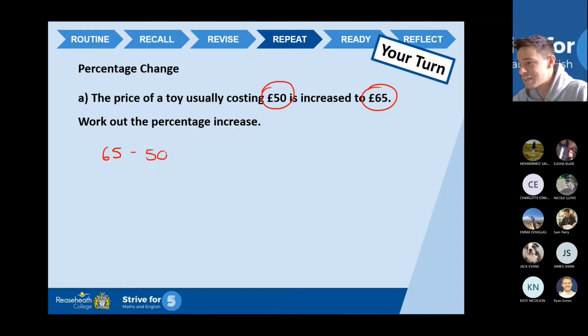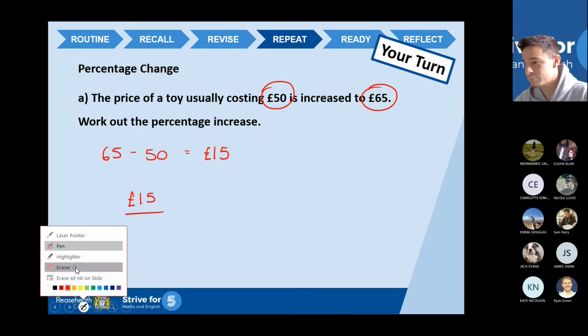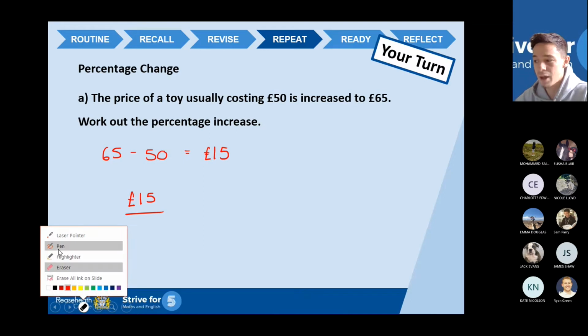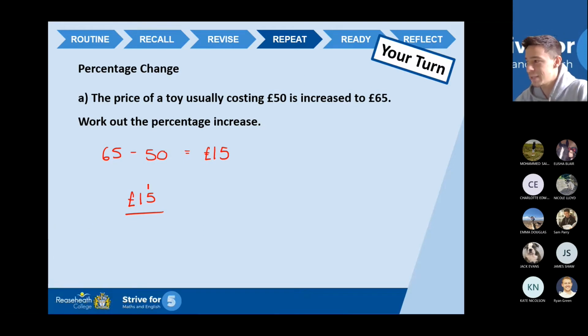So 65 take away 50 gives me £15. So the difference between the two prices is £15. Okay, we take that £15, and now what we do is we divide it by the original cost. Now, the original cost of the toy, let me get rid of those circles, was what it cost at the start. So at the start of the question, basically, and we can see there that it's £50.